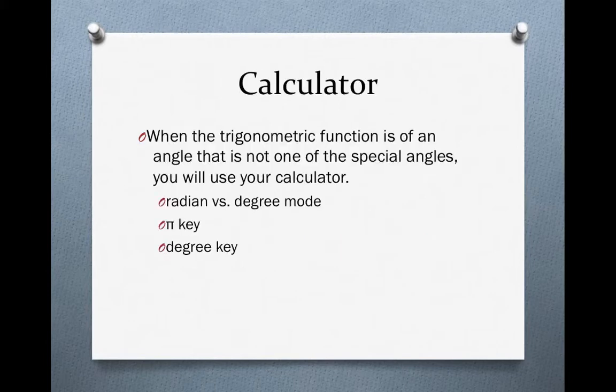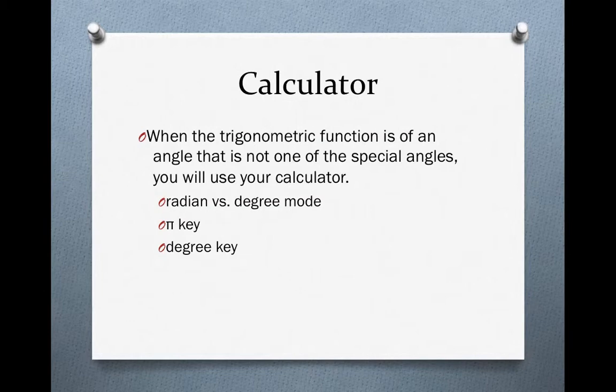All right, so we have the special angles that you can find trig functions for, but not every angle that you are given will be a special angle. So we also need to talk a little bit about how to find the trig functions for those angles that are not 45, 60, or 30 degrees. And that's when you're going to have to use your calculator. So there's a couple of things that we want to keep in mind with the calculator. First of all, you need to make sure that you're in the correct mode for whatever you're working with.